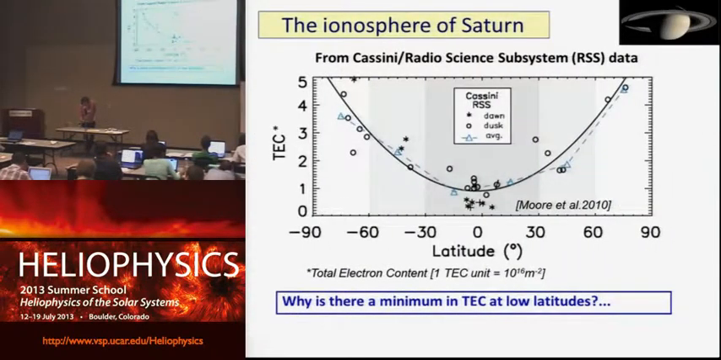I am short on time, so I will move on. Here's the latitudinal structure. That's the total electron content, which is the electron density integrated over altitude, shown here as a function of latitude. At the equator, there is strong solar illumination, and it decreases as you go towards higher latitude. So if you neglect auroral precipitation at high latitude, the first thought would be, well, the electron density is going to be the largest at the equator and will decrease with increasing latitude. Exactly the opposite of what we observed using the Cassini radio science subsystem. So what's going on? What do you think?